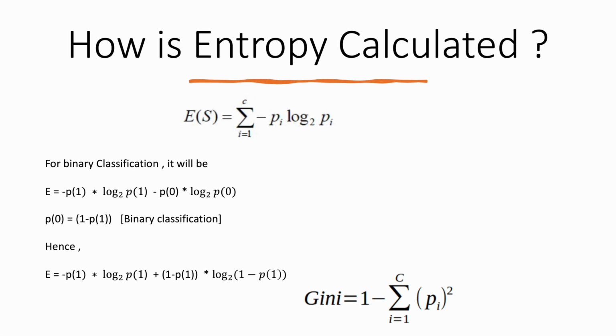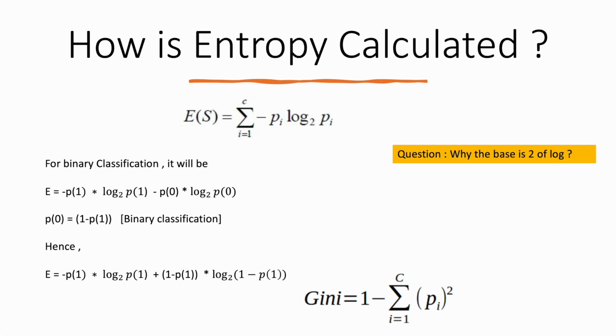Now in case of binary classification, friends, you already know that P0 will be 1 minus P1. If the probability of getting the positive class is 0.7, what will be the probability of getting a negative class? 1 minus 0.7, which is 0.3, right? So this formula also holds. If we input this formula into this, we are getting this particular thing: E is equal to minus P1 log base 2 P1 plus, we are just replacing this P0 with 1 minus P1. That's all we have done over here.